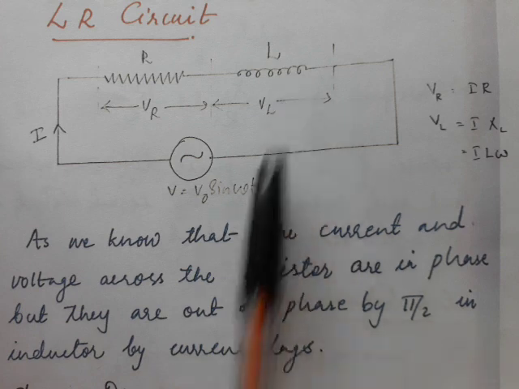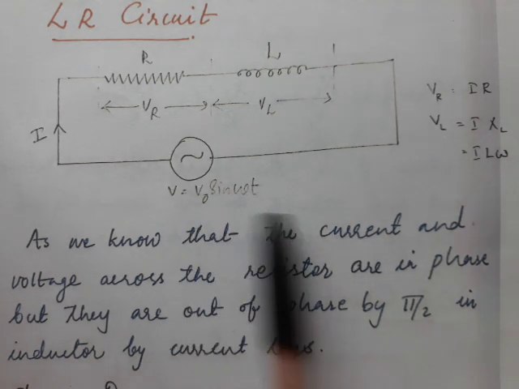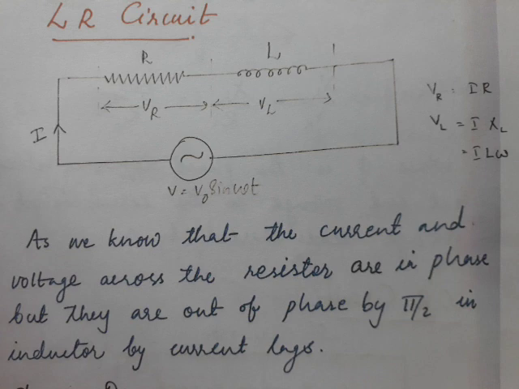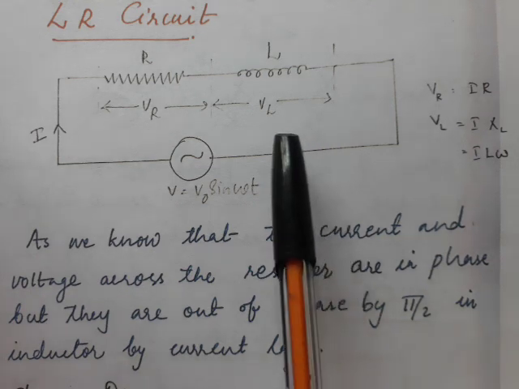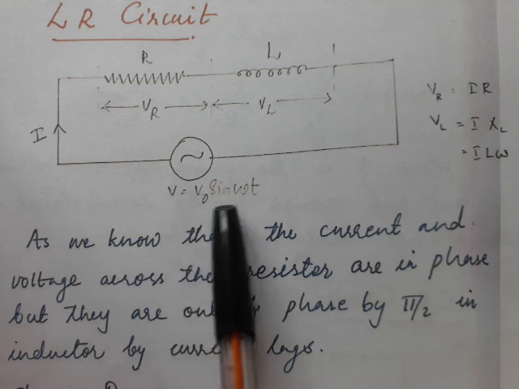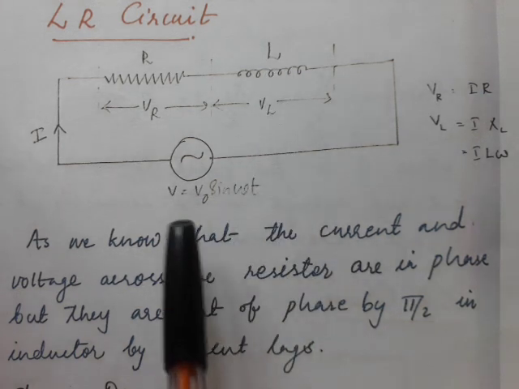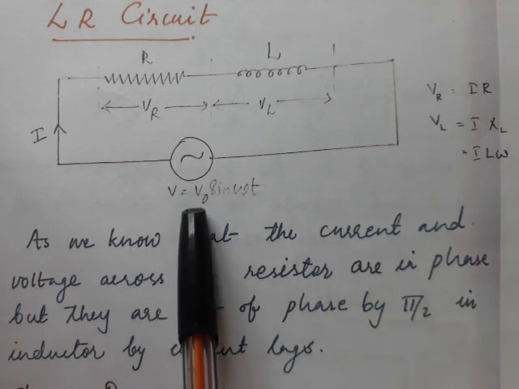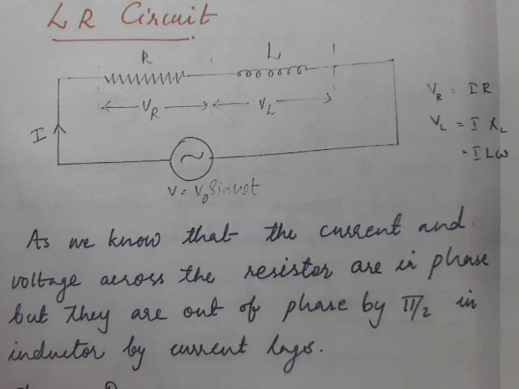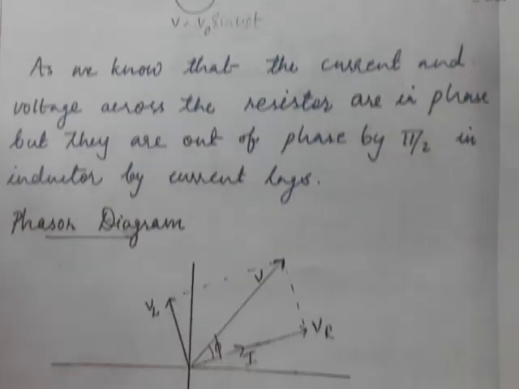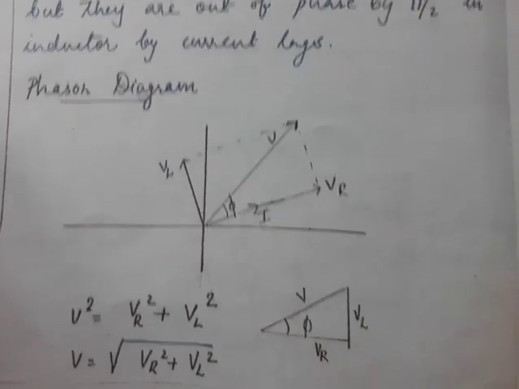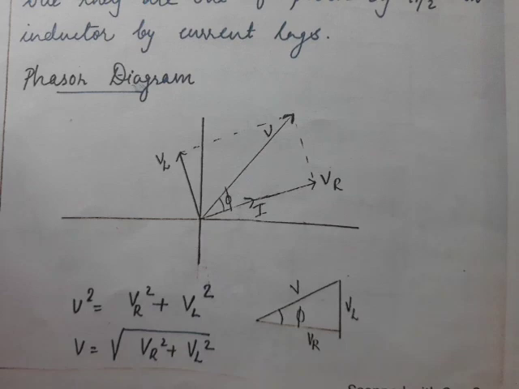But in the case of an inductor, if V is V0 sin omega t, the current and voltage are not in the same phase. Current lags by pi by 2. That is, if V is V0 sin omega t for an inductor, I is I0 sin (omega t minus pi by 2). So if we show this in a diagram, that is actually our phasor diagram.